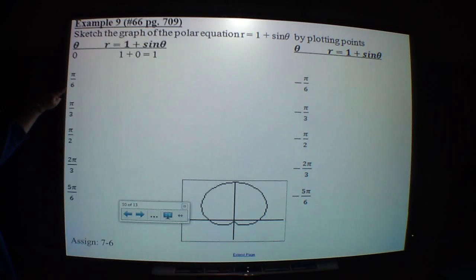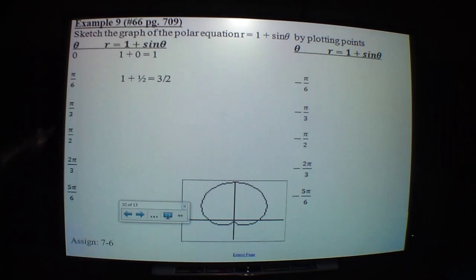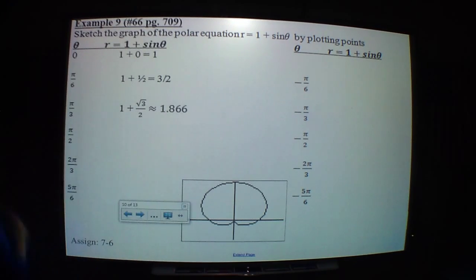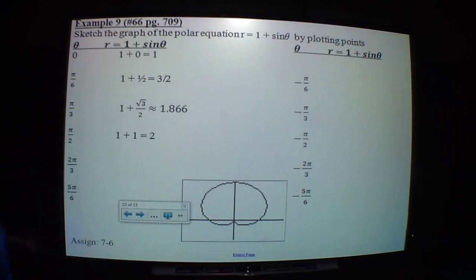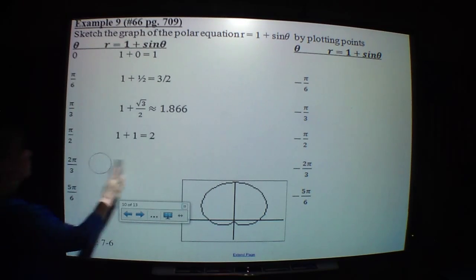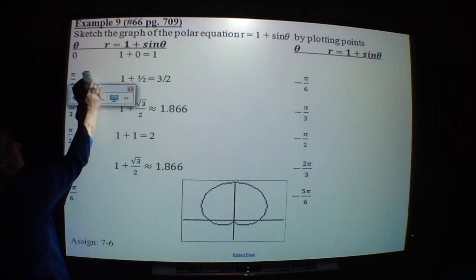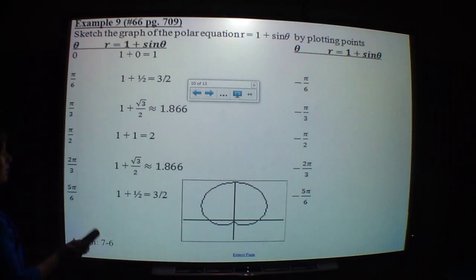A 30-degree angle, your sine is 1/2. So here you'll have 1 plus 1/2. Here's a 60-degree angle. So this is radical 3 over 2. And put it in your calculator to get the 1.866. Pi over 2 gives you 1 for sine. So it's 1 plus 1. And just go all the way around the circle, and you get all your points. So I'm not going to do every one, because I think you guys get the idea of how to get the points. Okay? So I'm going all the way around the unit circle.